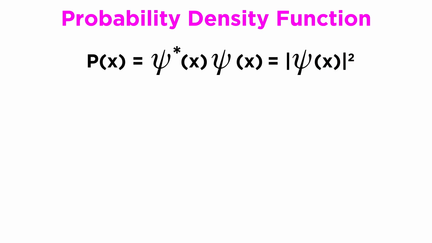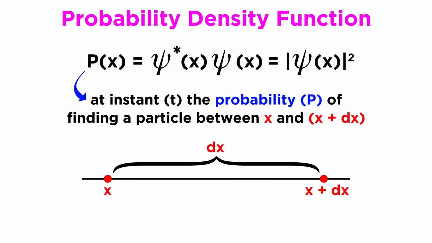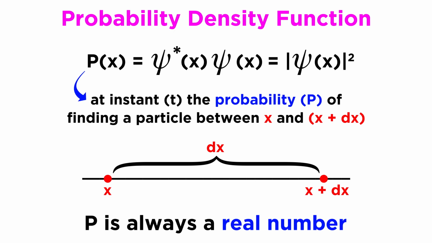Now let's expand a bit. The probability density function tells us that at some instant t, the probability p of finding a particle between x and x plus dx is equal to psi star times psi. We should note that the probability density is always a real number.